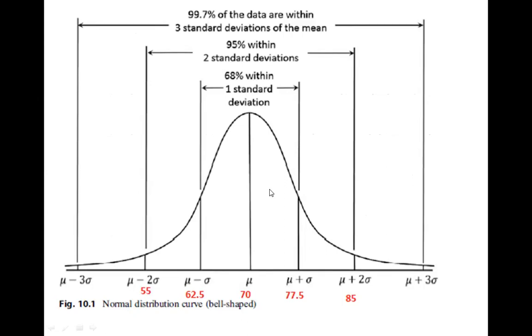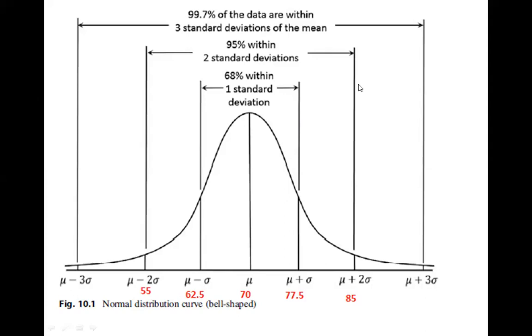Your attempt was nice, but we need to take care of both sides. So the second question was beyond 77.5. 77.5 means it is one standard deviation away from the mean. And beyond this one standard deviation, we have 32% of data. You are right. So 32%, half of 32% on this side and half of 32% on this side. Okay, 15.87. So this is how you will calculate.